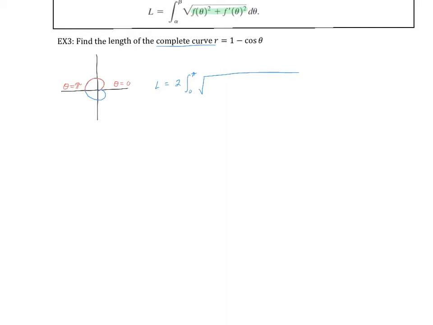And then we're looking at the square root of 1 minus cosine of theta squared, plus the derivative is sine, so plus sine of theta squared d theta. I'm going to have to multiply this out underneath the square root to get 1 minus 2 cosine of theta plus cosine squared theta plus sine squared theta, and d theta. So I can see that the cosine squared plus sine squared is equal to 1. So this here is 1.